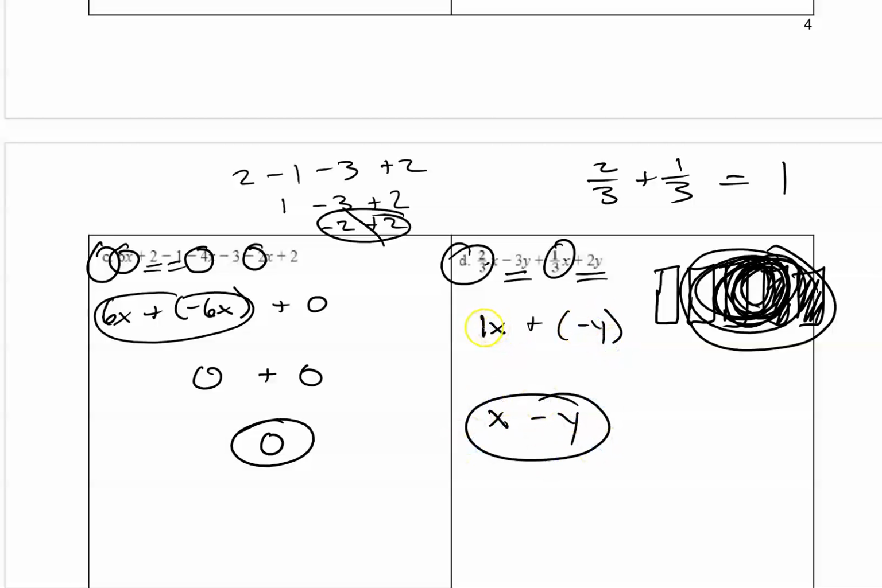Now, the 1 in front of x, that's the invisible 1. You don't have to write that 1 right there. That's optional. And instead of writing plus negative y, you can write x minus y. So either or.